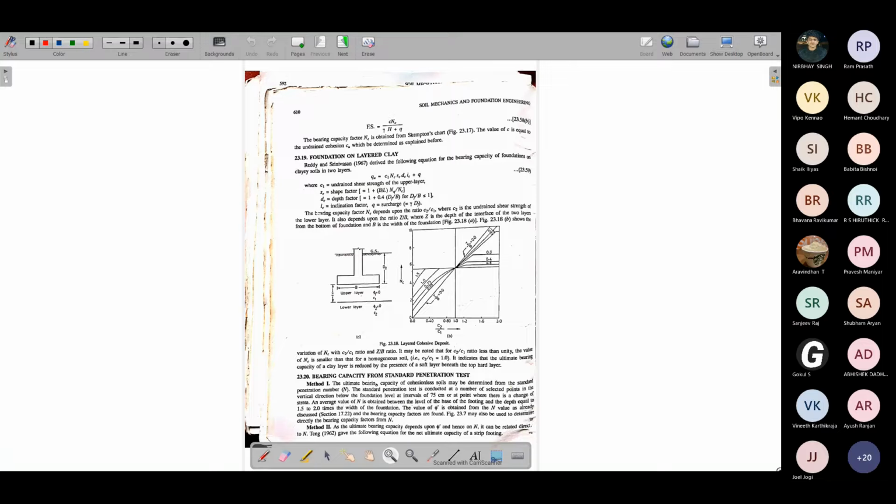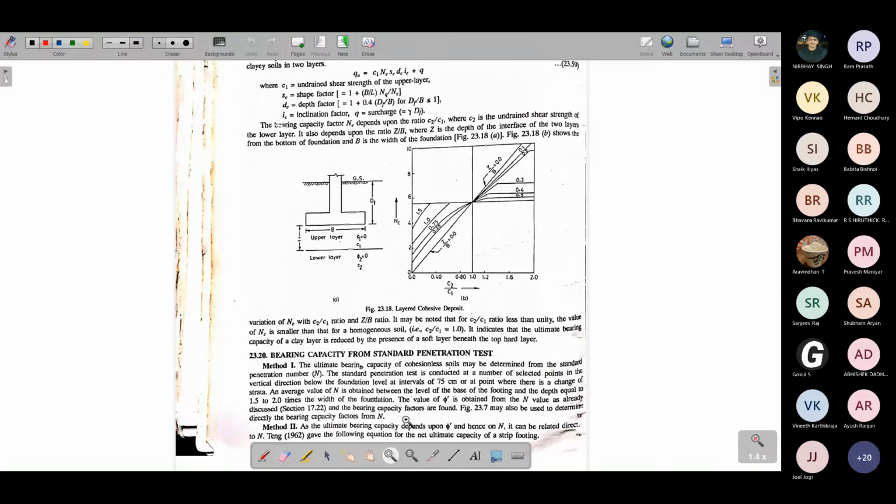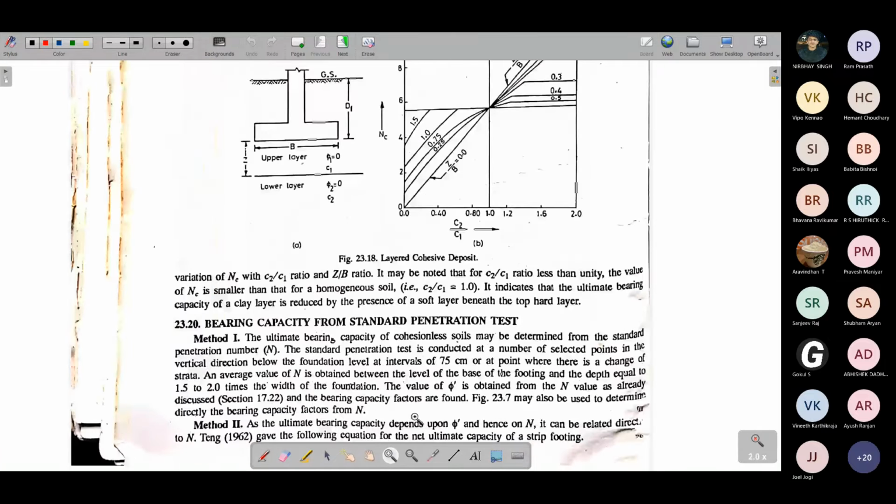So today we'll focus on the settlement part. We have seen so many people have given bearing capacity equations. Before going to that, one more important equation I will cover: how we find the bearing capacity by using a standard penetration test. This is the very famous test, SPT.